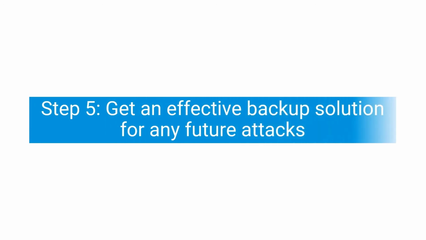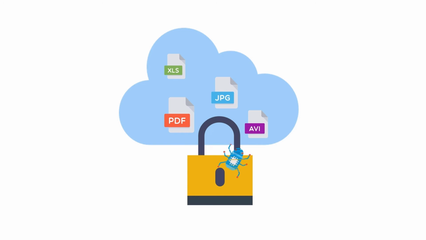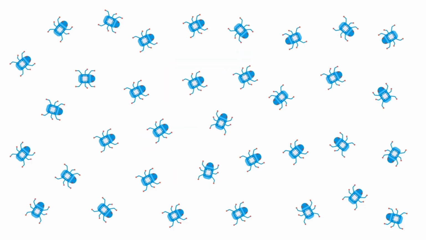Step 5. Get an effective backup solution for any future attacks. So, what if, despite all the security measures, your Google Drive is infected with ransomware? Disabling the backup and sync from the admin account takes around 24 hours to take effect. By this time, the ransomware could spread far and wide.